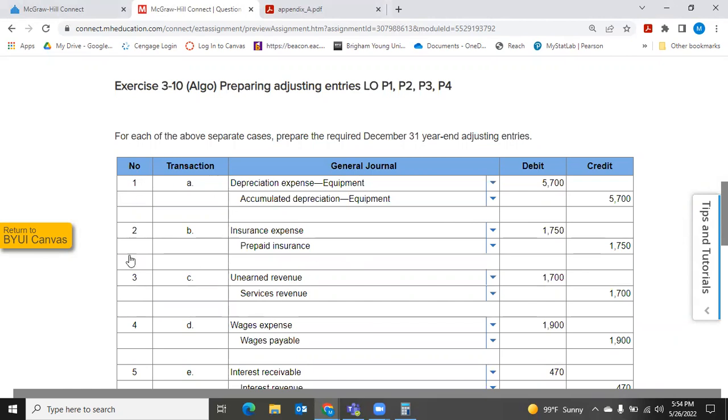Again, see, there's no cash in any of these adjusting entries. Why? Because the cash either happens before, in the case of the deferrals, or later, in the case of the accruals. And so the adjusting entries will never have cash in them.